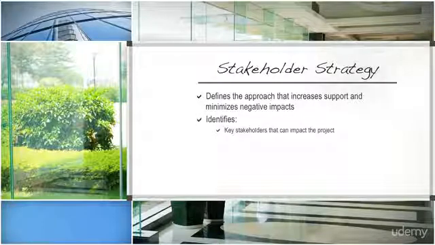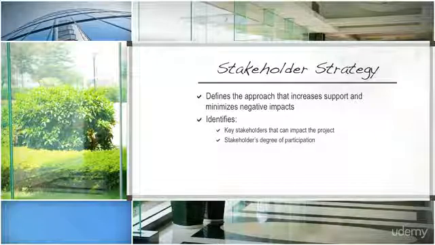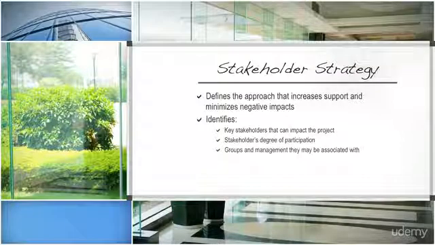It identifies key stakeholders that can impact the project, the degree of participation for each stakeholder, and the groups that they may belong to along with their management. It is important to note that this type of information, while critical to the project, may be sensitive to disseminate to the entire project team. Calling out an individual, especially a senior manager, as a resistor to a project could be a career inhibitor. So be very careful with this type of information and use good judgment when disseminating it to the project team.